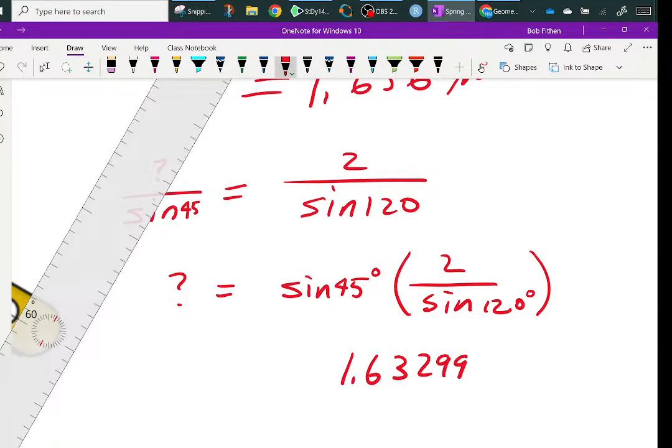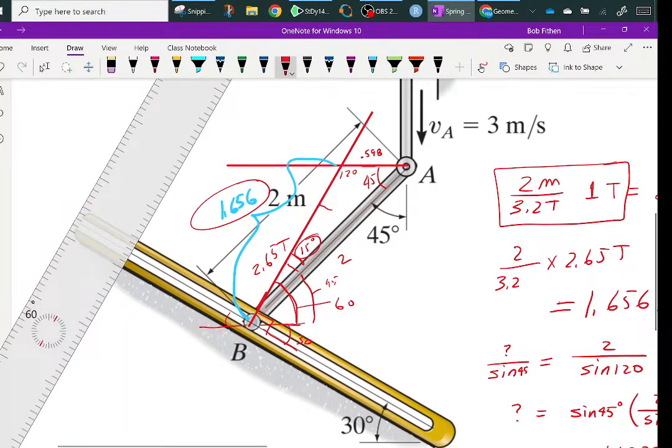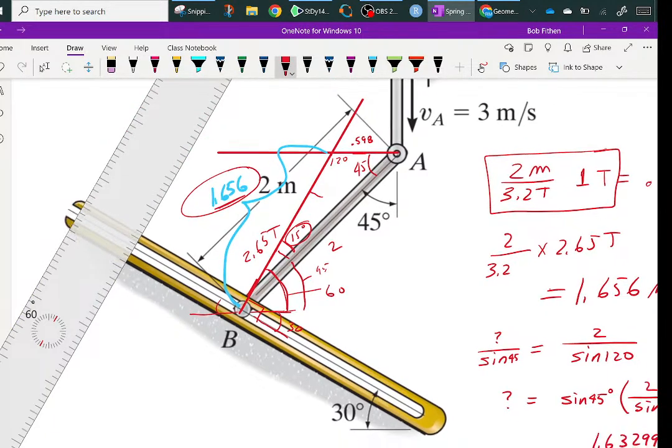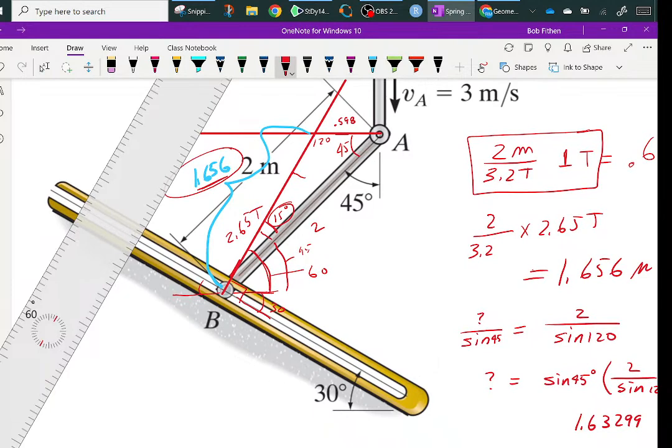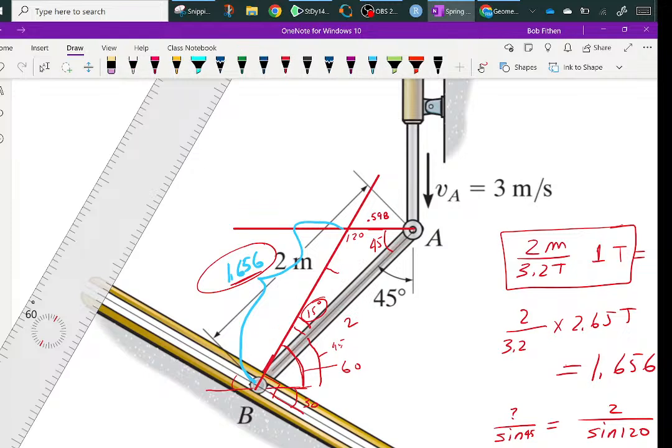1.63299. Well, I got 1.65, so that was pretty close. So 1.63299. By the way, they did know trig way back, so they probably would be okay using this.